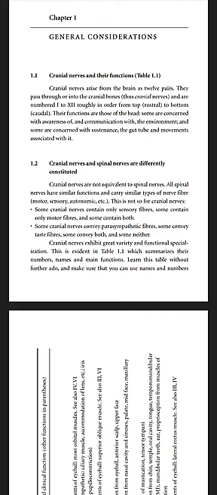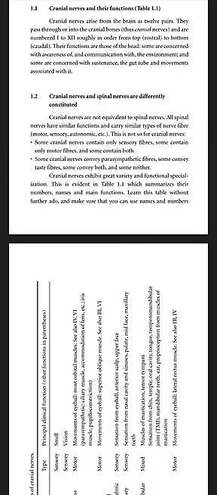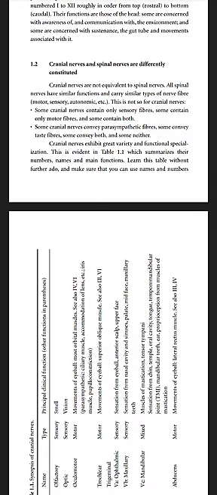Some are concerned with the awareness of and communication with the environment, and some are concerned with the sustenance by the gut tube and movements associated with it. Cranial nerves and spinal nerves are differently constituted. Cranial nerves are not equivalent to the spinal nerves.